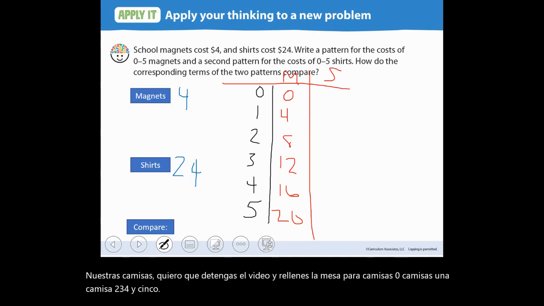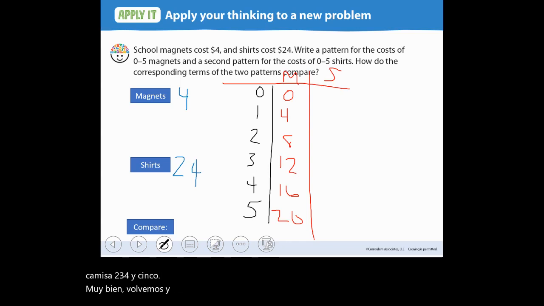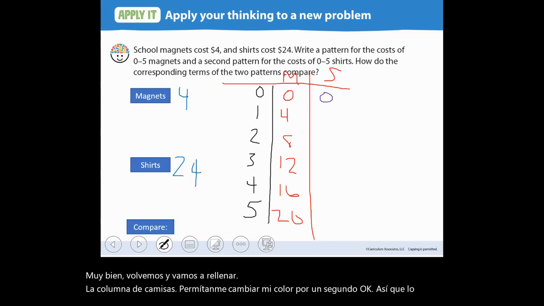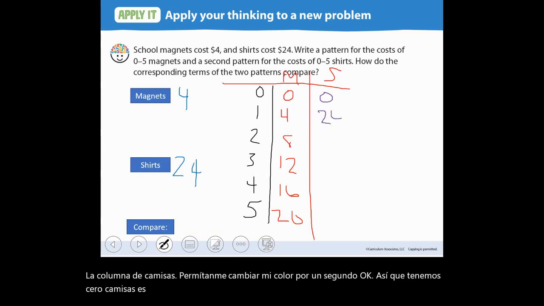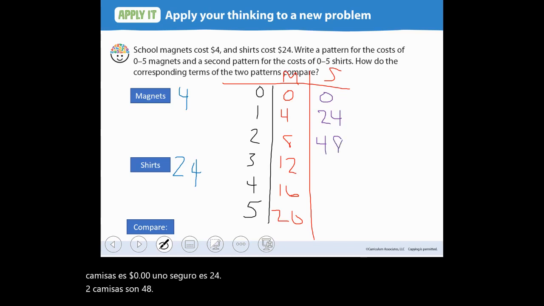All right, we are back, and let's go ahead and fill in the shirts column. 0 shirts is $0. 1 shirt is $24. 2 shirts are $48. 3 shirts are $72. 4 shirts are $96. And 5 shirts are $120. So we have to compare these.